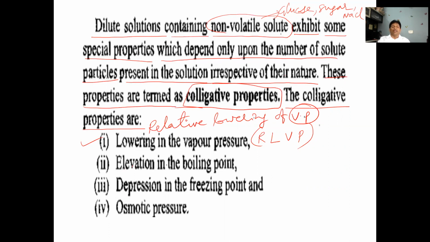That is called lowering in the vapor pressure, or relative lowering of vapor pressure. That is the first colligative property. And the second colligative property is elevation in the boiling point.